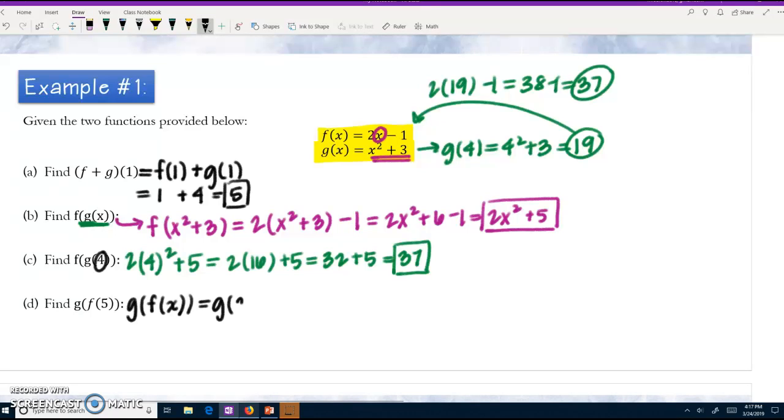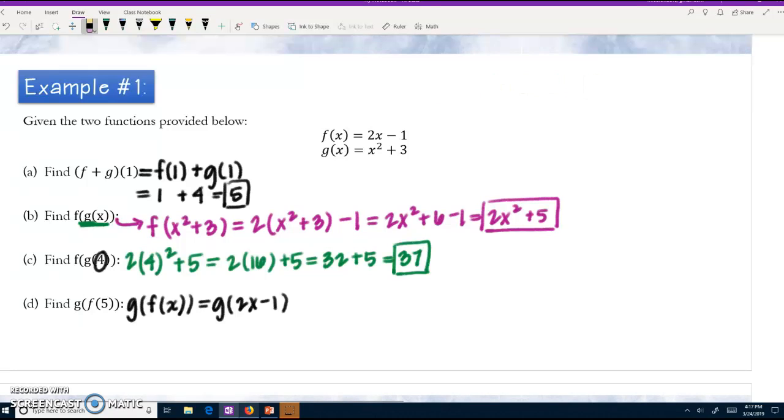This is the same thing as saying find g of 2x minus 1, because if I get rid of everything around our functions, f of x is 2x minus 1. And if I plug that into my g function, that's like saying (2x minus 1) squared plus 3. Then, if my goal was to simplify this as much as possible, I would have foiling to do. So I'd do 2x minus 1 times 2x minus 1, plus 3.